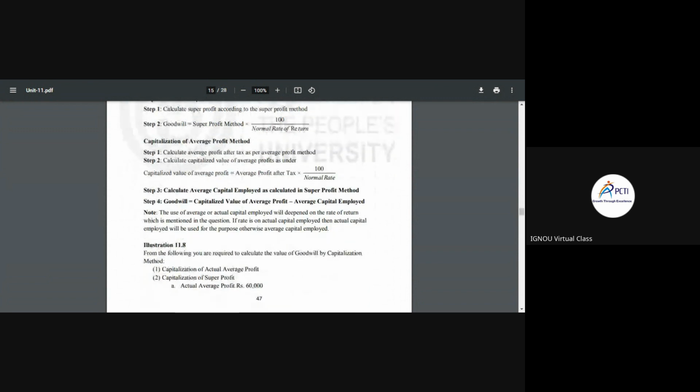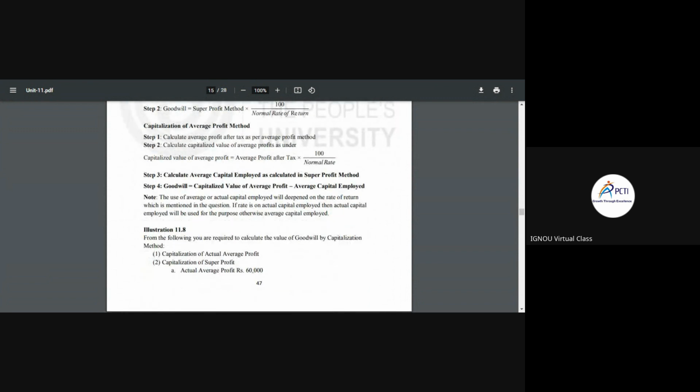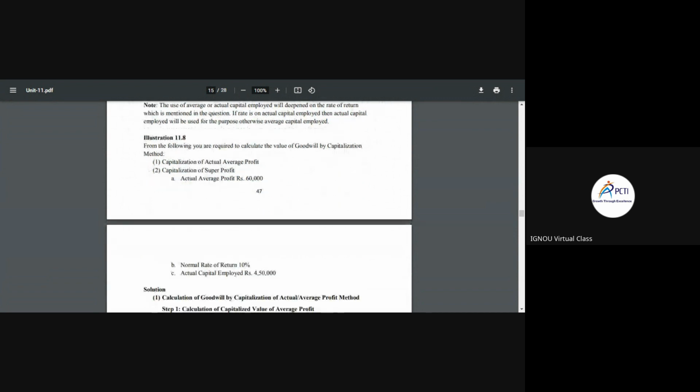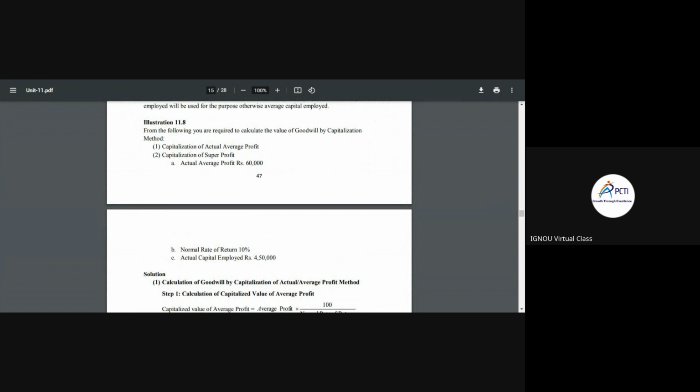They give us a note also: the use of average or actual capital employed will depend on the rate of return which is mentioned in the question. If the rate is on actual capital employed, then actual capital employed will be used for the purpose, otherwise average capital employed. So we have an illustration for this, in which basically capitalization of actual average profit and capitalization of super profit, in which we have actual average profit, normal rate of return, and actual capital employed.